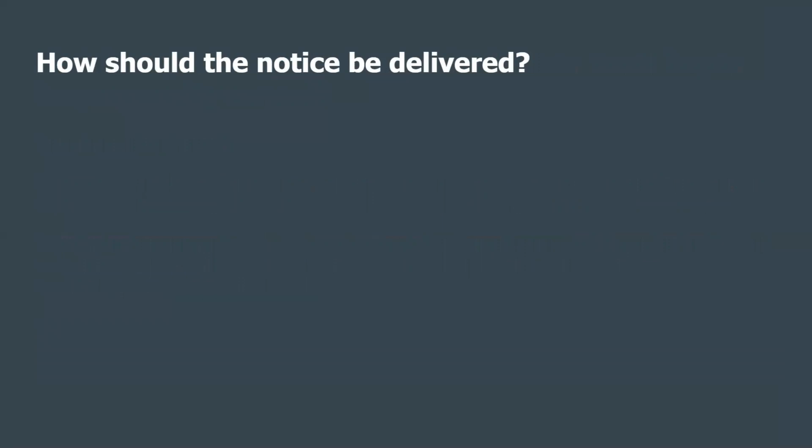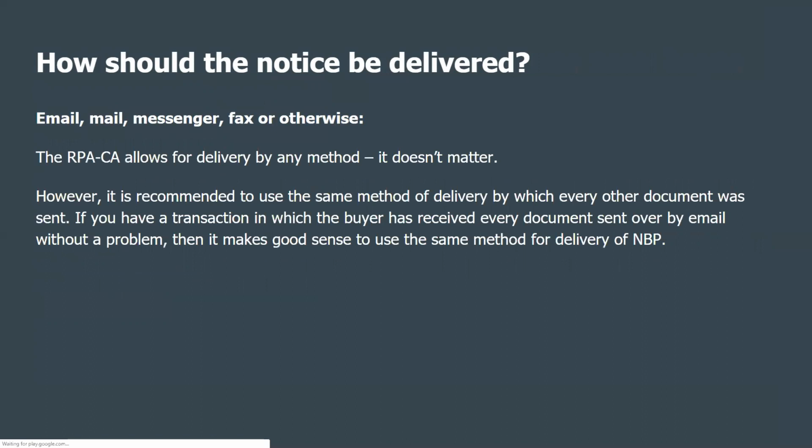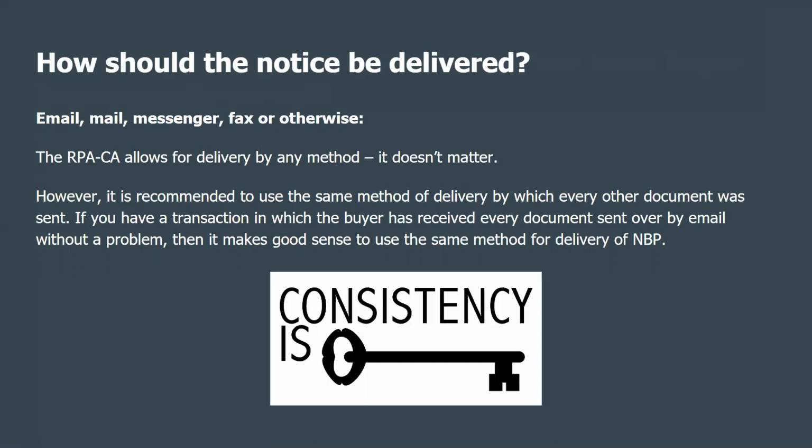How should the notice be delivered? Email, mail, messenger, fax, or otherwise. The RPA allows for delivery by any method. It doesn't matter. However, it's recommended to use the same method of delivery by which every other document was sent. So if you have a transaction in which the buyer has received every document sent over by email without a problem, then it makes good sense to use the same method for delivery of the Notice of Buyer to Perform. So consistency is key on that one.